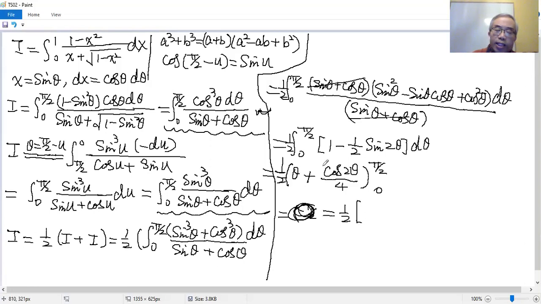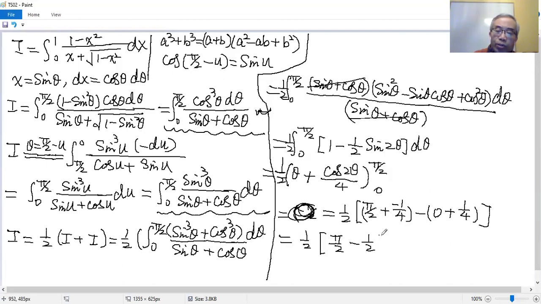Let's plug in theta equals half pi. So we get pi over 2 plus cosine pi over 4, which equals negative 1 over 4, minus, then theta equals 0: 0 plus cosine 0 over 4 equals 1 over 4. So we get half of pi, negative 1 over 4, minus 1 over 4. So we got negative 1 over 2. Finally, we get pi minus 1 over 4. That is the final answer.